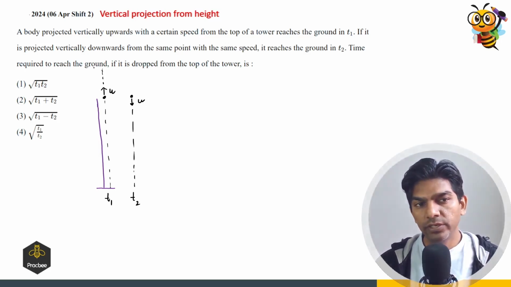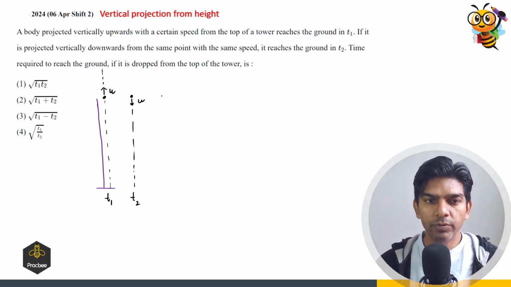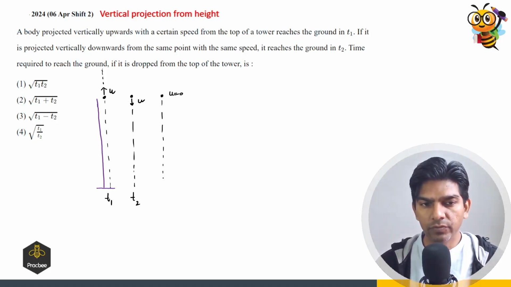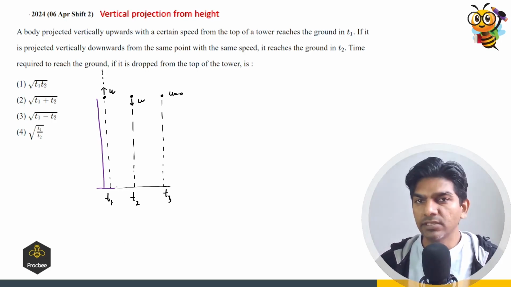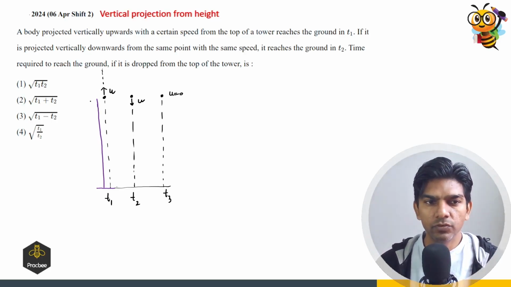Now the time required to reach the ground if it is dropped from the top of the tower. So if we are dropping this ball with the initial velocity 0, what is the time taken? That's what we have to calculate. Let us say this is T3. Since time T1 is given and initial velocity is given, let us assume that the height of the tower is h.